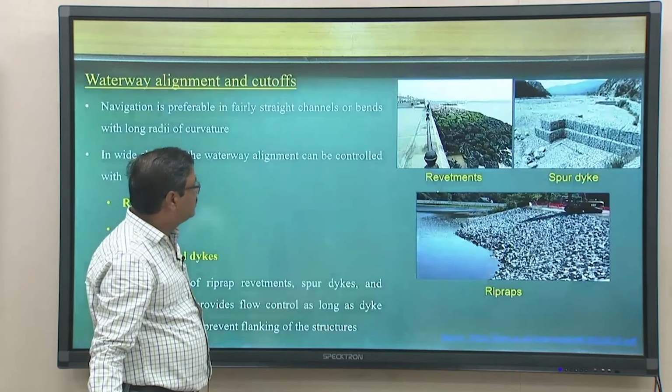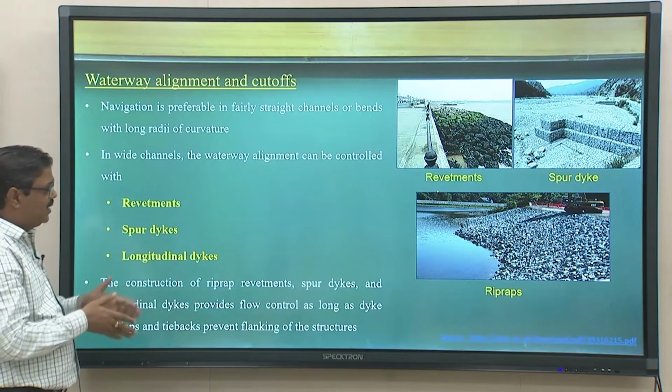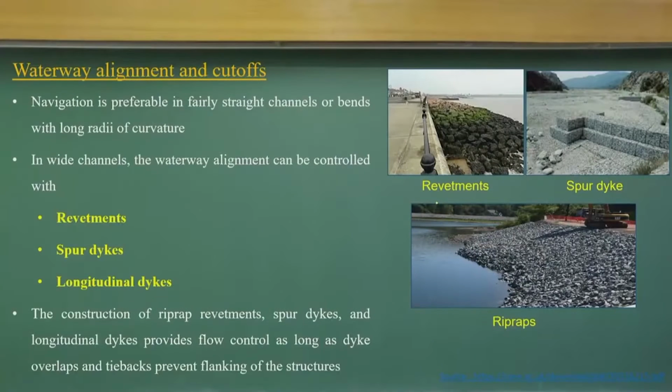Now, if you look at the next part, many times we have to set a river's alignment, either a mild river bend or straight channels. The river, as you know, does not follow an exactly straight path, so we have to confine the rivers. We have to make fairly straight channels or bends with a larger radius of curvature. That is our idea for making a channel navigable. So, waterway alignment can be controlled through revetment.